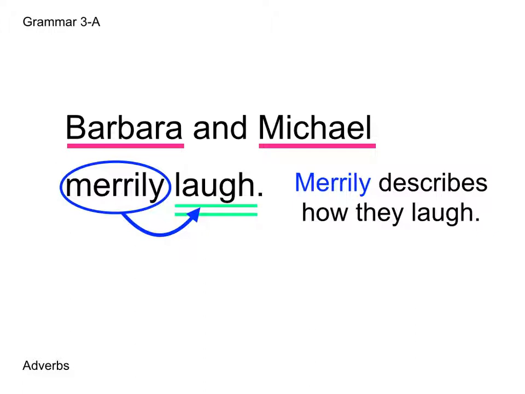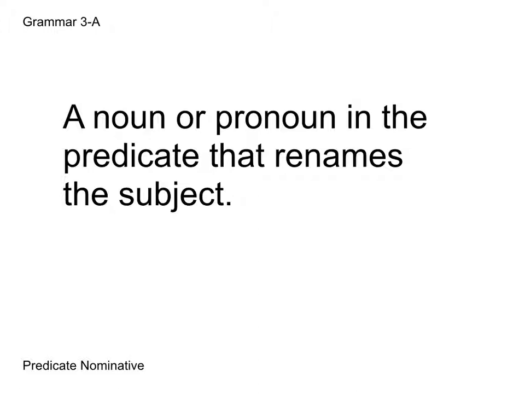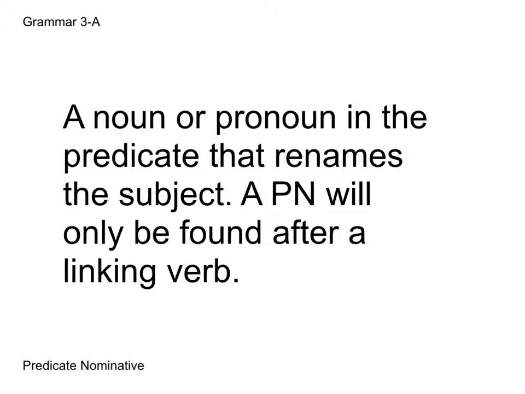So now we're going to skip over the capitalization review as it is review, and we're going to go straight into predicate nominatives. So a nominative is a technical fancy word that pretty much just means noun or pronoun. So let's define what a predicate nominative is. It is a noun or pronoun in the predicate that renames the subject. A PN will only be found after a linking verb. So make sure you've brushed up on what a linking versus an action verb is, as we did go over that in Grammar 1 and 2.